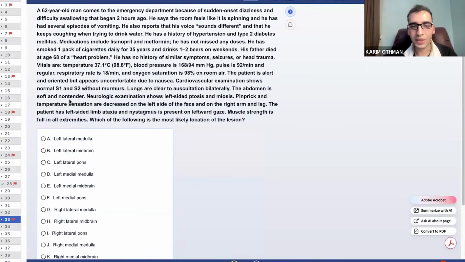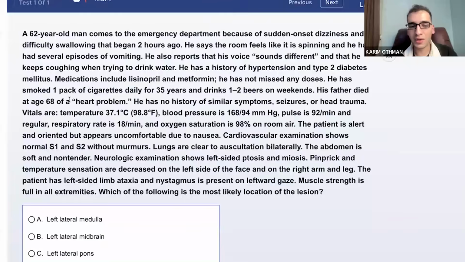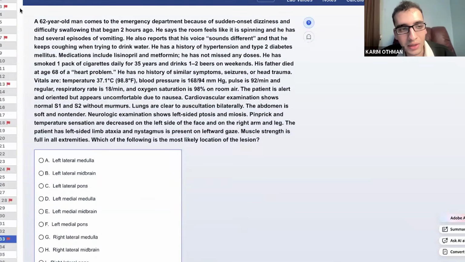Again, these questions are very long, and you will see this on the exam. So, a 62-year-old man comes to the emergency department with sudden onset dizziness and difficulty swallowing that began 2 hours ago. He says the room feels like it's spinning and he has had several episodes of vomiting. He also reports that his voice sounds different and that he keeps coughing when trying to drink. One thing I need to focus on here is the coughing part. He has smoked 1 pack of cigarettes a day for 35 years and drinks 1 to 2 beers on weekends. His father died at 68 of heart problems. All of this is not important. Just skip it. Blah, blah, blah.